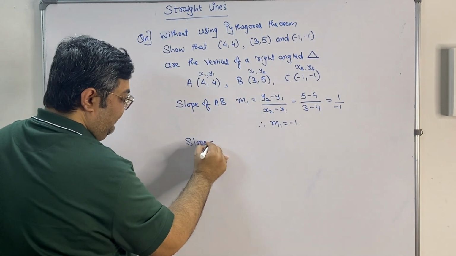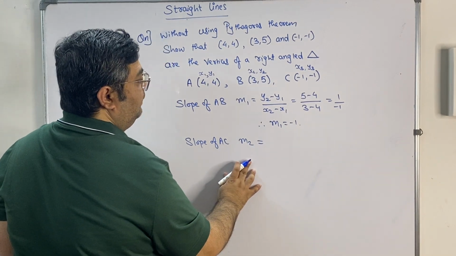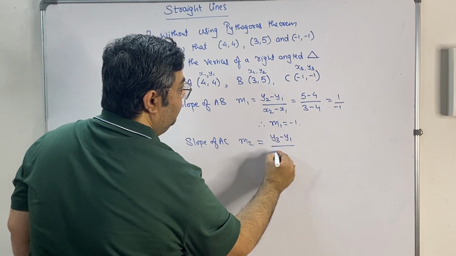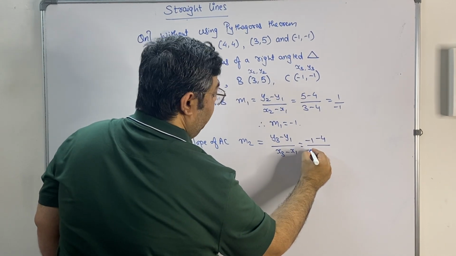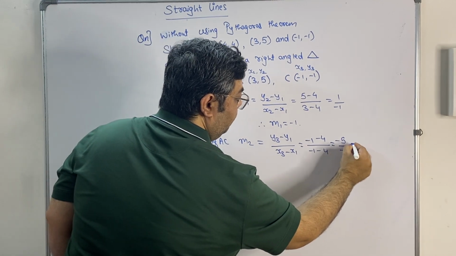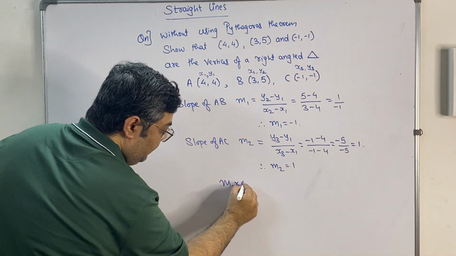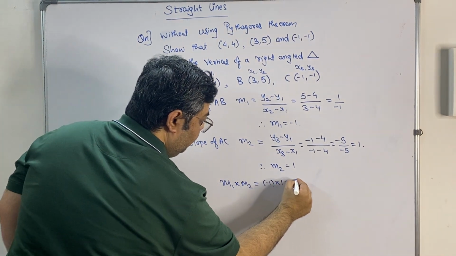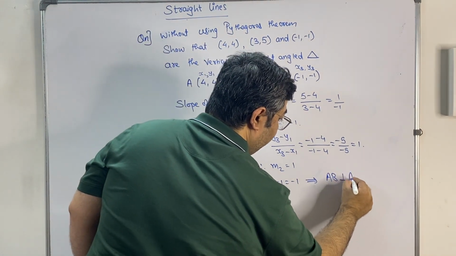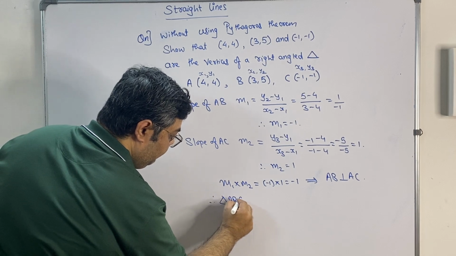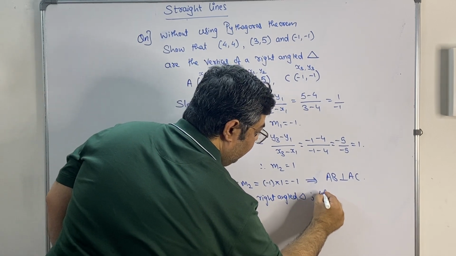Now slope of AC, आप कोई भी चूज कर सकते हो. So AC is given by y3 minus y1 over x3 minus x1. That is minus 1 minus 4 over minus 1 minus 4. That gives me minus 5 by minus 5. So m2 is equal to 1. Now if you check m1 multiplied by m2, minus 1 into 1 gives me minus 1. That is, the product of the slopes is minus 1. So AB is perpendicular to AC. Therefore triangle ABC is a right angled triangle with angle A as 90 degrees.